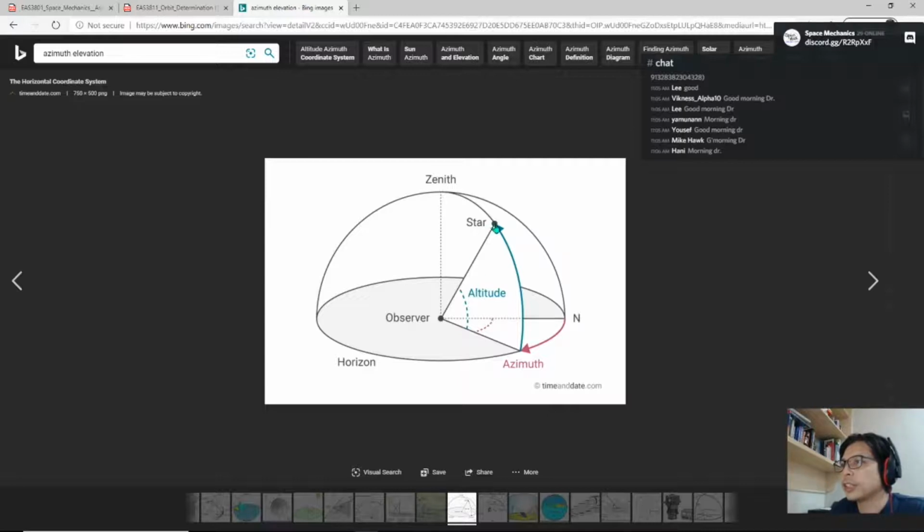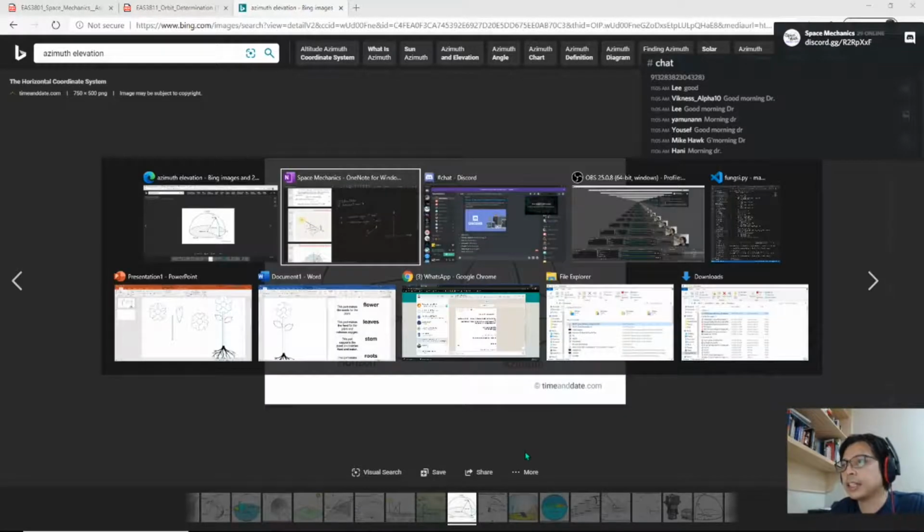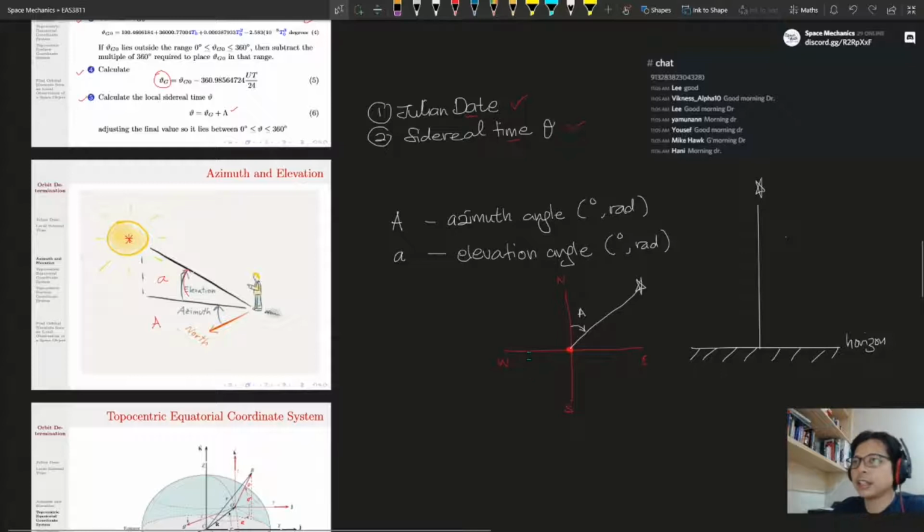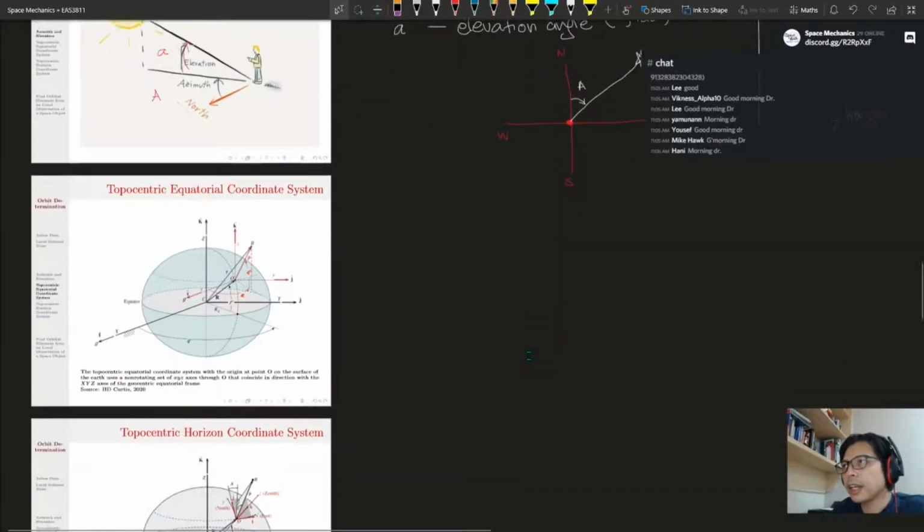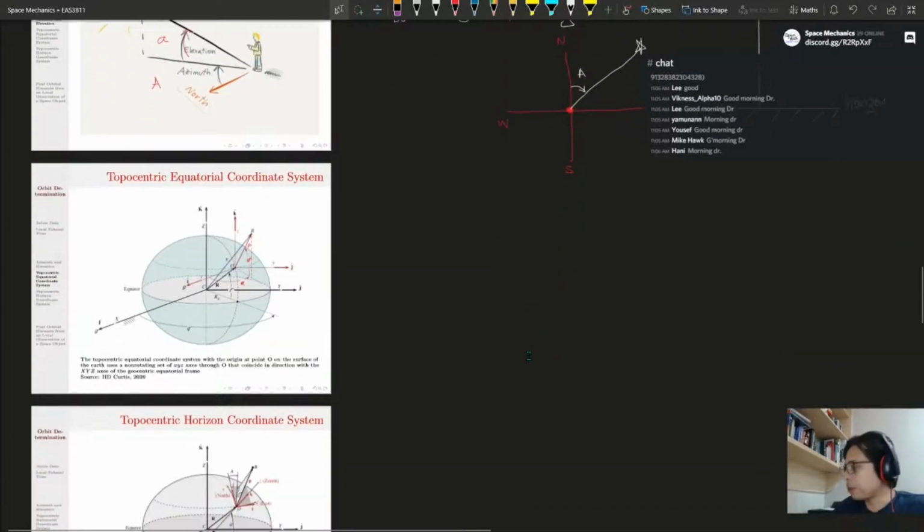Okay, so you see something in the sky, you are here in the middle, the observer, and whatever you see, the star. You can describe the position using these two angles, that is azimuth and elevation. Now our problem here is this.